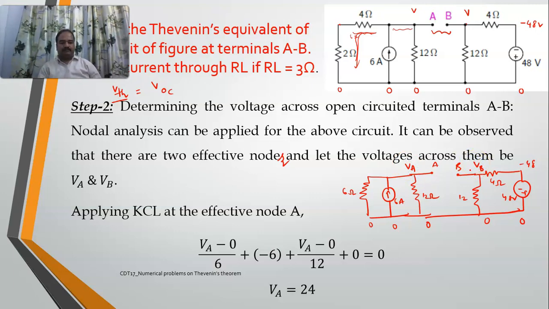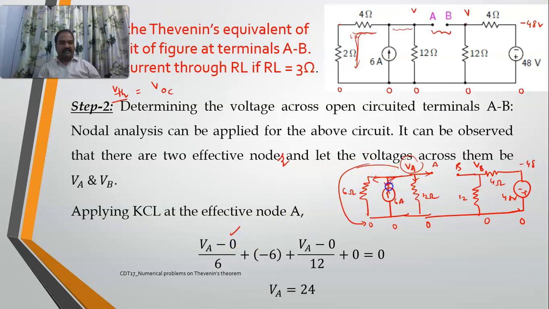Now, when I start applying KCL at this effective node VA, you see it has 3 paths. This is the first path, this is the second path, this is the third path, and this is the fourth path, right? In the first path, you can see VA minus 0 by 6.